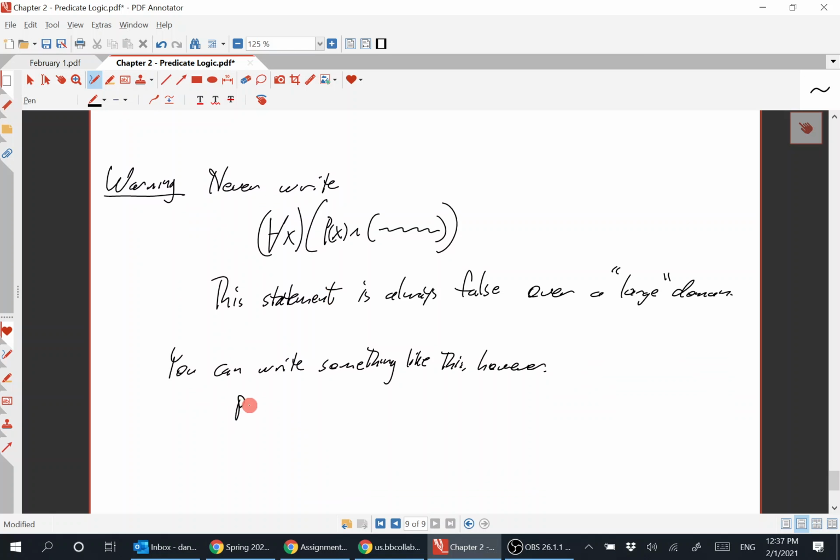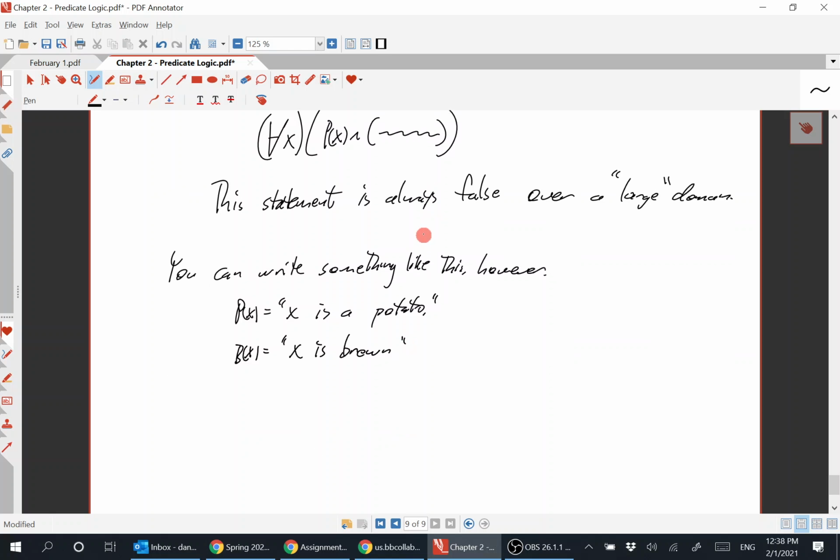All right, so P of X is a potato, and B of X is brown. So for every X, P of X and B of X implies. So the thing here is that there is a parentheses here that's understood. Not like this.